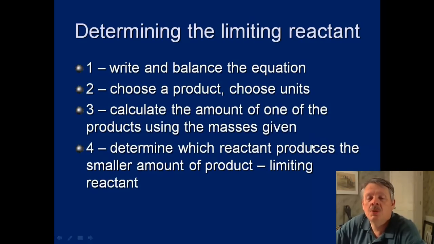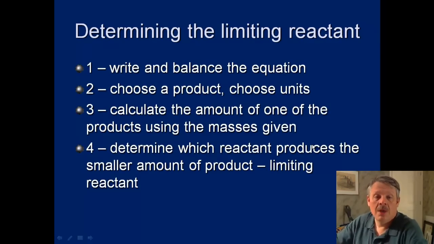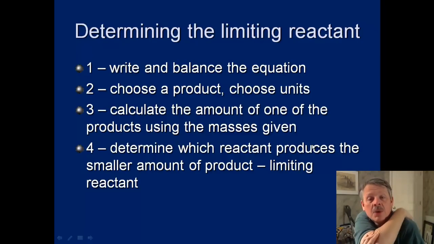So how do we determine what the limiting reactant is? Well, we have a few steps to take, and I'd like you to write these down. And by the way, I will warn you, we'll be adding steps to this later for other activities. So you're going to write down 1, 2, 3, and 4, but there's like a 5, 6, and 7 that comes later. Okay. So to determine the limiting reactant, what we do is we write and balance an equation. We choose a product, which sometimes is unimportant and sometimes is extremely important, which one you choose. You choose the units of measure that you want to use, because sometimes you could use liters or grams or moles. And then you calculate the amount of one of the products using the masses given.